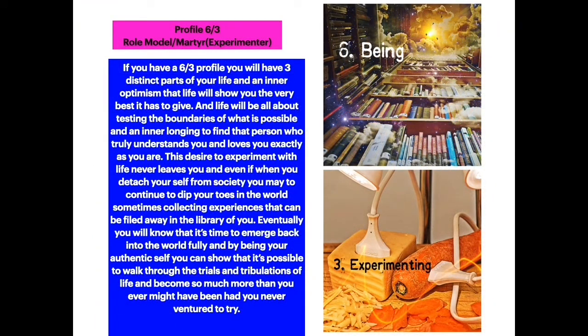And we're talking about the 6-3 profile, the last profile of them all. We also have somebody who is a role model as well as an experimenter. But when we think about the 6th line, it comes in 3 different stages. The first stage is from birth until about 28 or 29, or the Saturn return. And this is all about experimenting with life, seeing what works and what doesn't work. And you also have to remember that there's also the 3rd line.